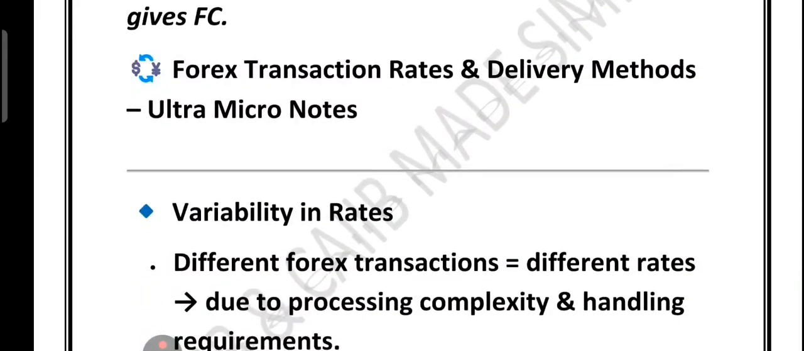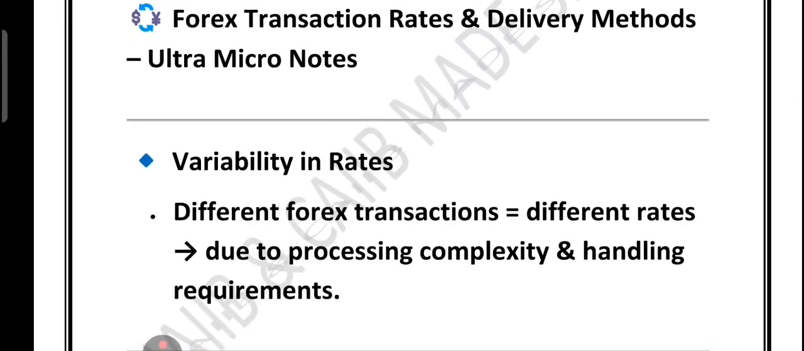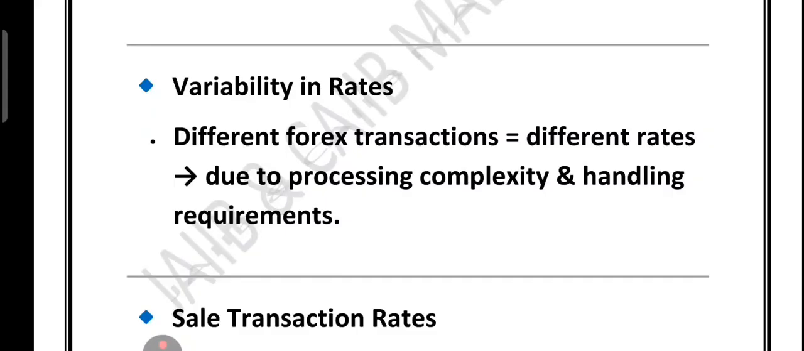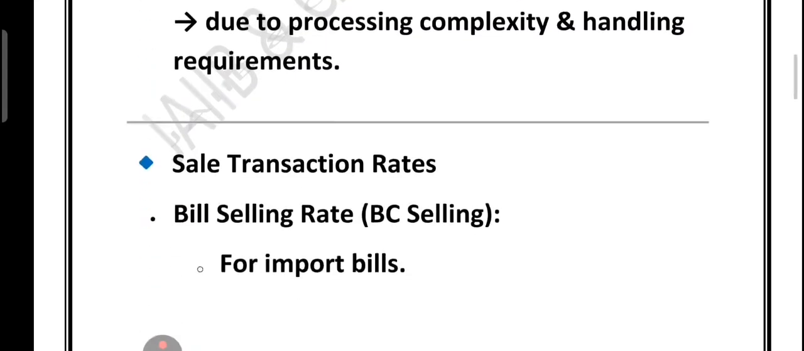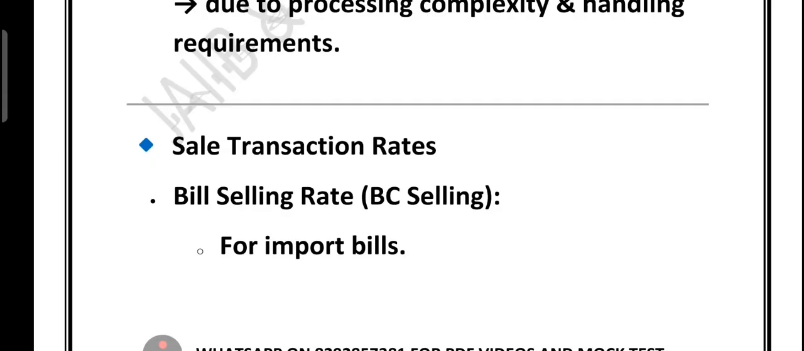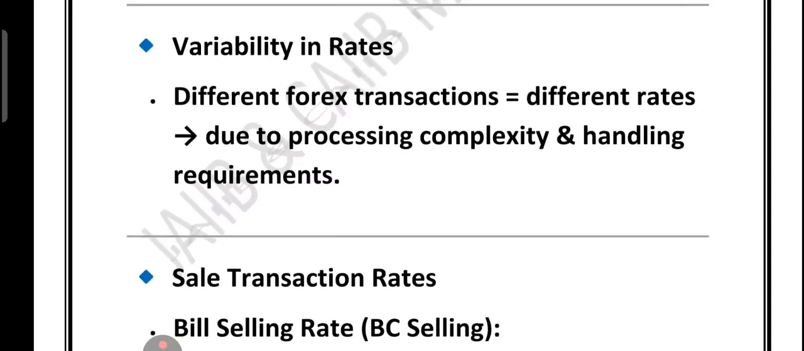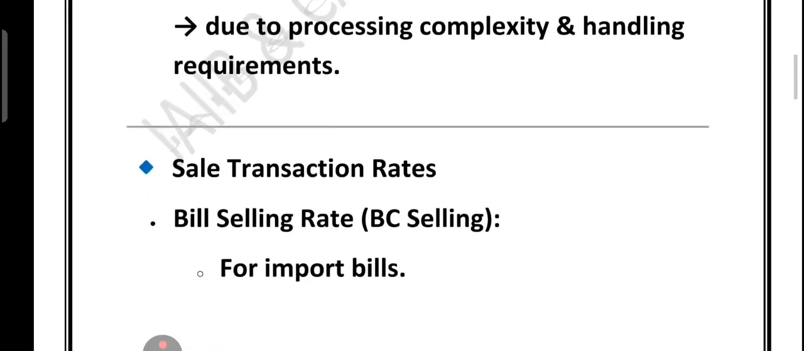Now there is something called variability in rate, very important. In the forex market, not all transactions have the same exchange rate. The rate changes depending on the type of transaction, because each kind of transaction has a different level of processing, documentation and handling cost. That is why there is variability in the rate. Different forex transaction, different rate.